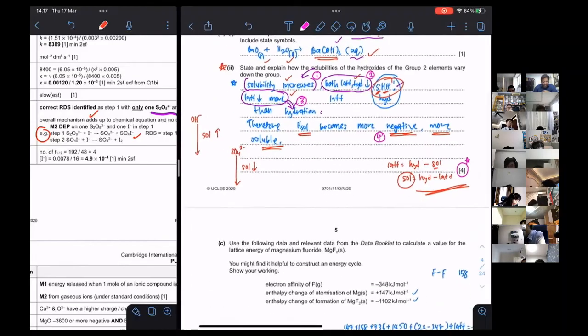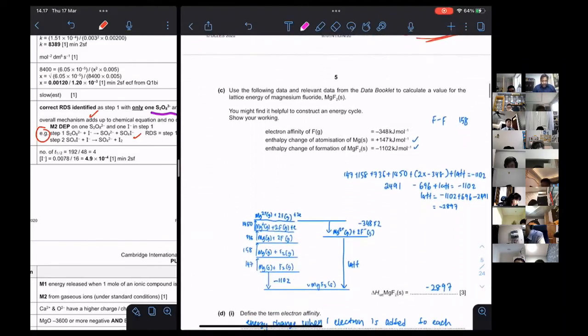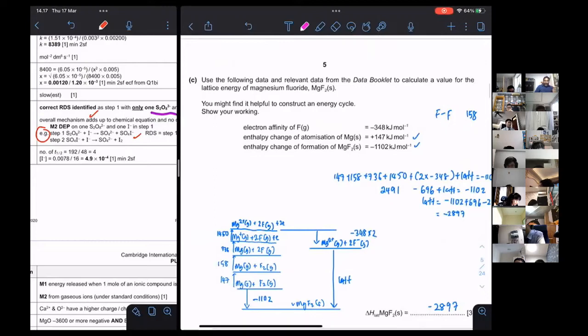So I will move on for part C. Now, use the following data and relevant data from the data booklet. So I took some data from the data booklet also for you.